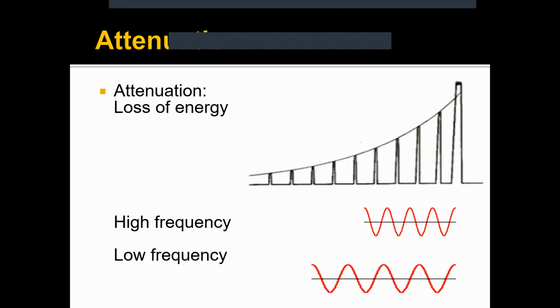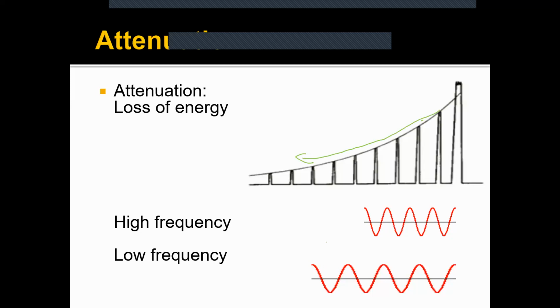Attenuation, like we mentioned, is the loss of energy. As sound travels through a medium, it's going to lose its energy. The principle here is that higher frequency waves get attenuated more than lower frequency waves. What that means is that if you want to look at something that's deep inside the body, you're going to need to use a lower frequency.